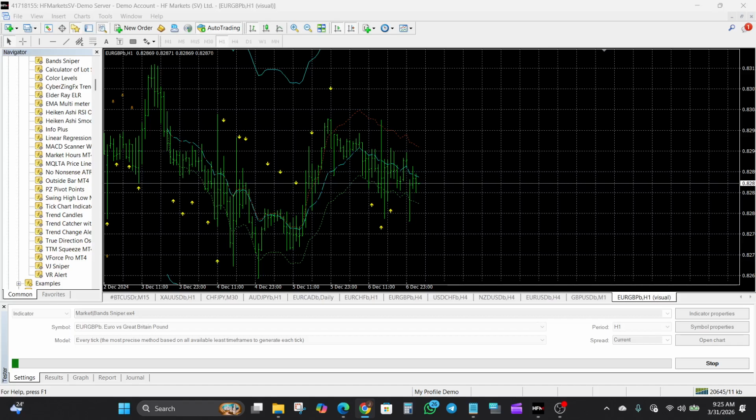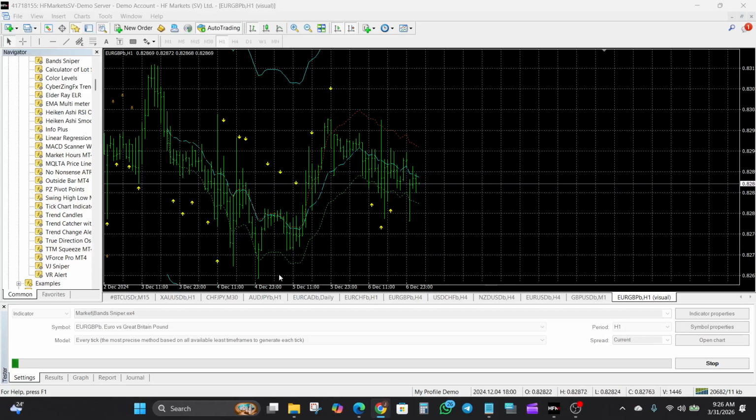Okay, the indicator is actually based on envelope and TMA with arrows. You can see the arrows displayed here on the chart, the downward arrows, the upward arrows, and you can also see the envelopes. So the Bands Sniper shows dynamic support and resistance. You can see these bands are acting as dynamic support and resistance levels.